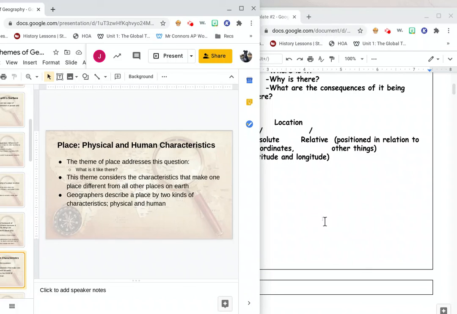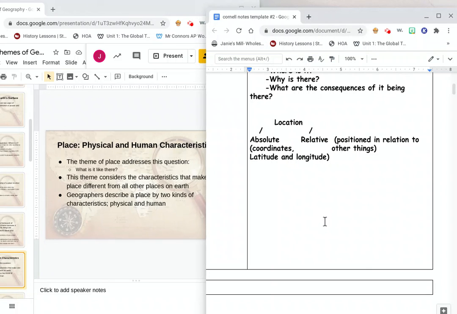Place. Place can also be split up into two different subsets. The first one is going to be physical place. The second one is going to be human place. When we talk about physical place, we are understanding that this is natural or nature related.